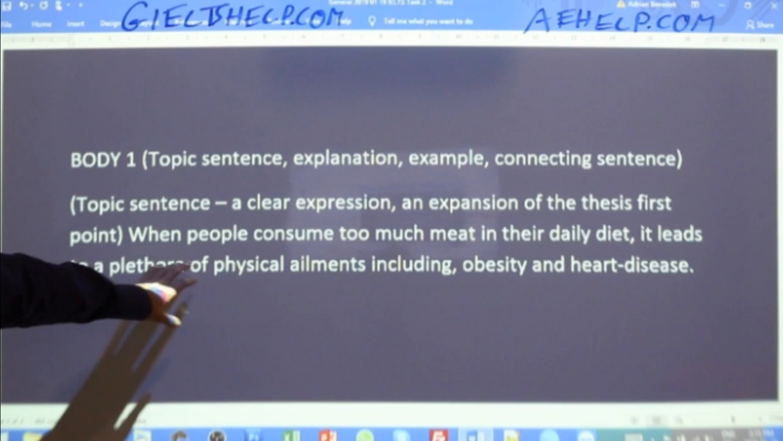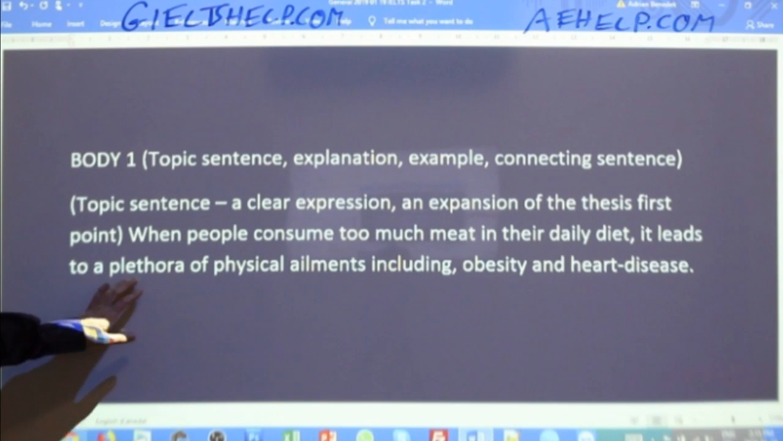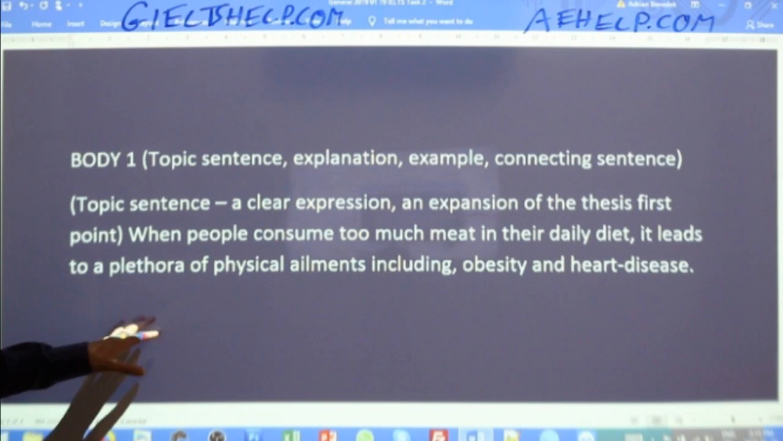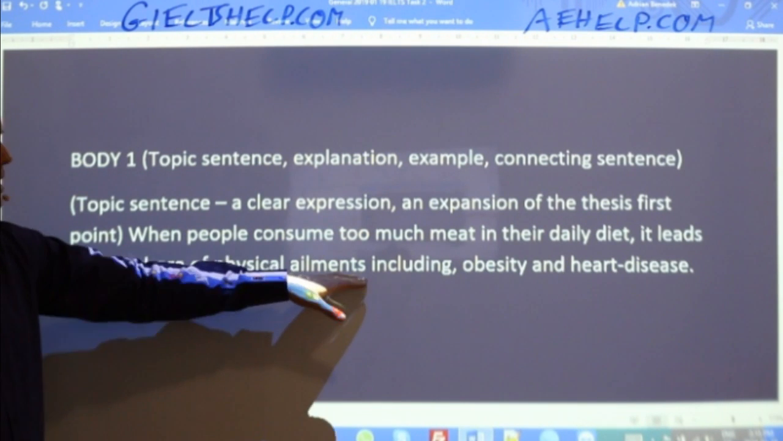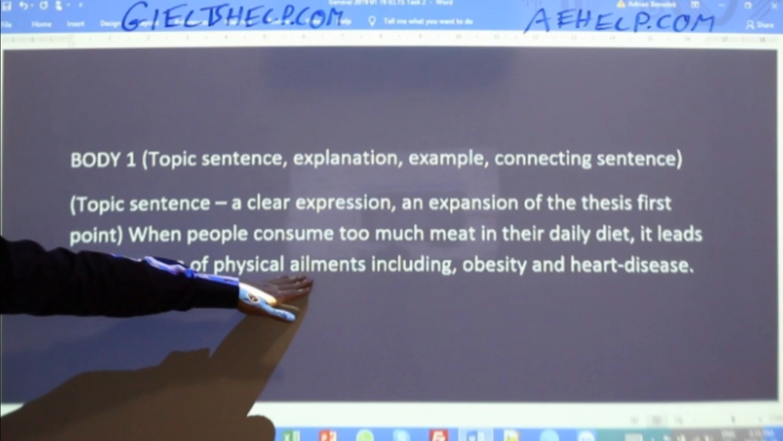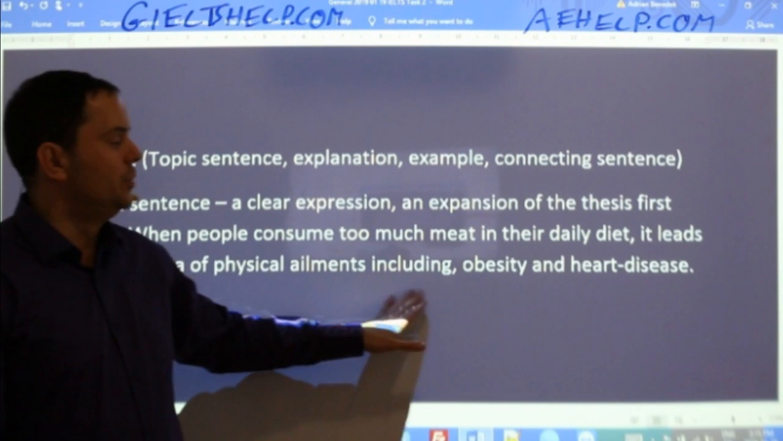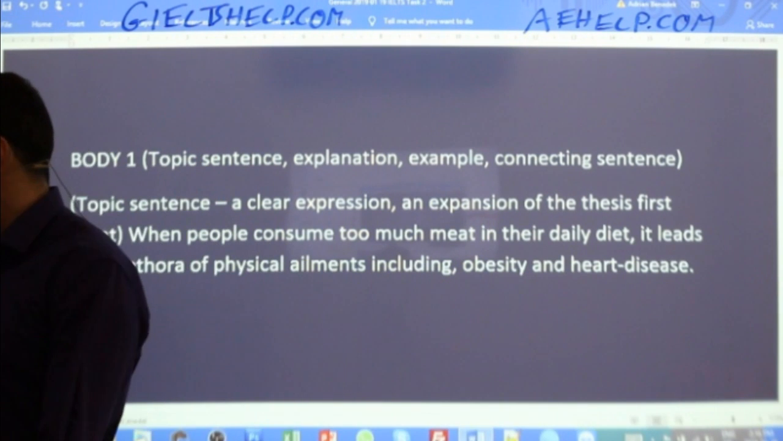When people consume too much meat in their daily diet, it leads to a plethora. Plethora means many different kinds of physical ailments. Ailments is another way to say illnesses or problems, including obesity and heart disease.